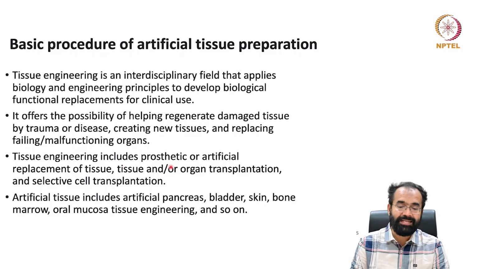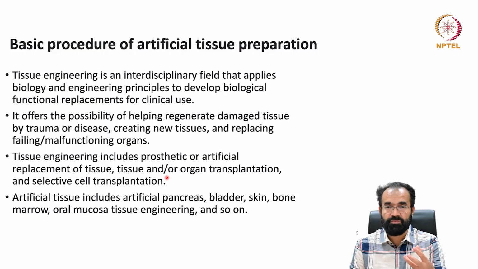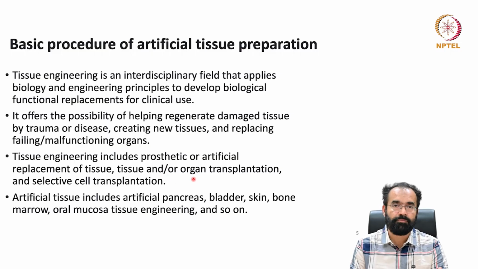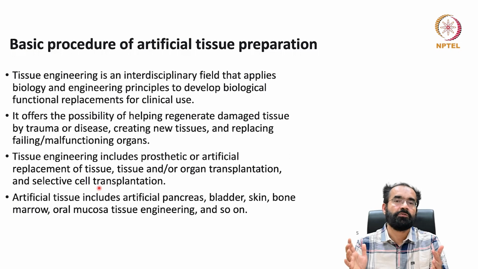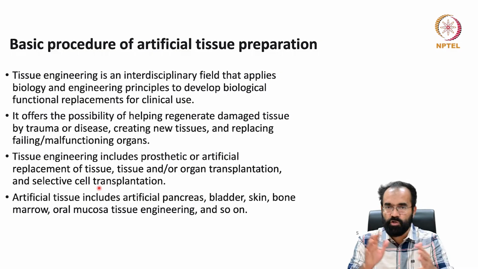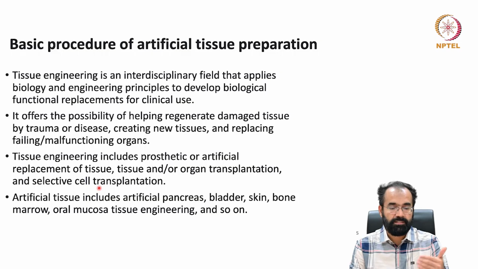So tissue engineering includes prosthetic or artificial replacement of the tissue, and it can be replacement of a part of the tissue or an entire organ itself via organ transplantation, and maybe a selected area of that organ also can get transplanted. Say for example, if you're doing a liver transplantation, you don't need to make an entire 1.5 kilo size liver. You can make a 10%, around 100 gram of tissue, you can put it. It will grow back and become a normal liver. So that is the overall theme of the transplantation of the artificially made tissues.